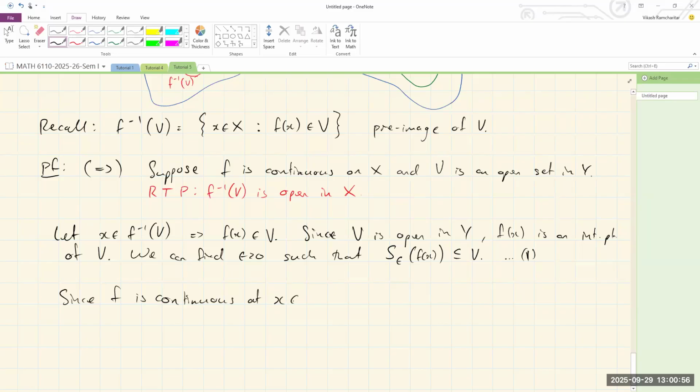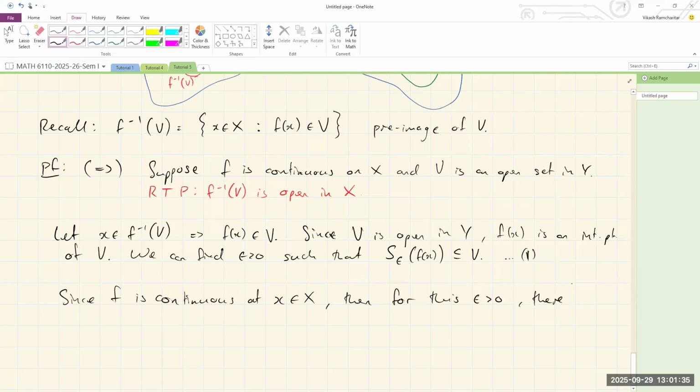At this point, X, right? F is continuous on the entire space X, so it's continuous at every single point. So since F is continuous at this point X, then given any epsilon, we already have that epsilon. It's the epsilon that you just found with respect to that open sphere. Then for this epsilon, there exists a delta.